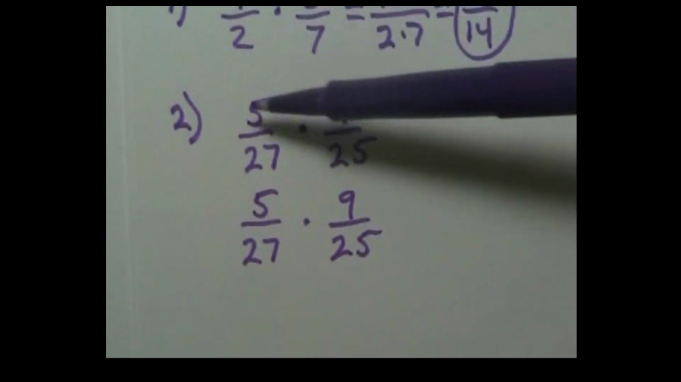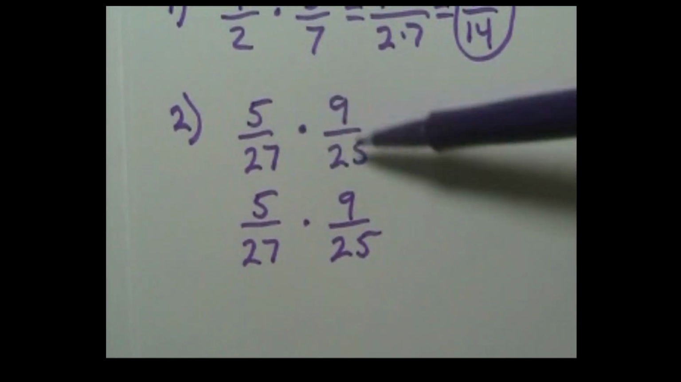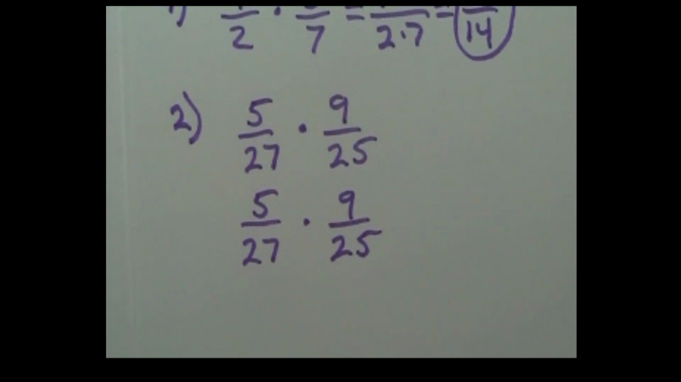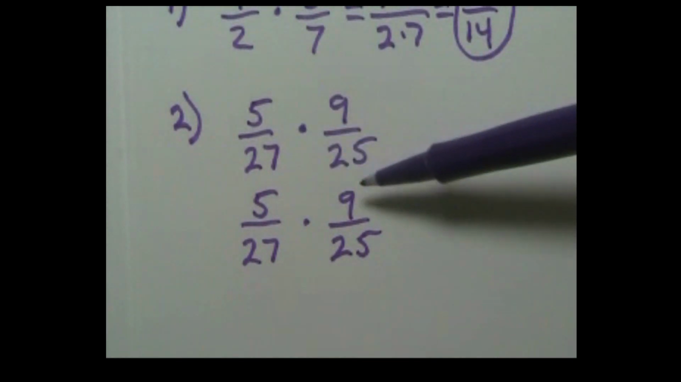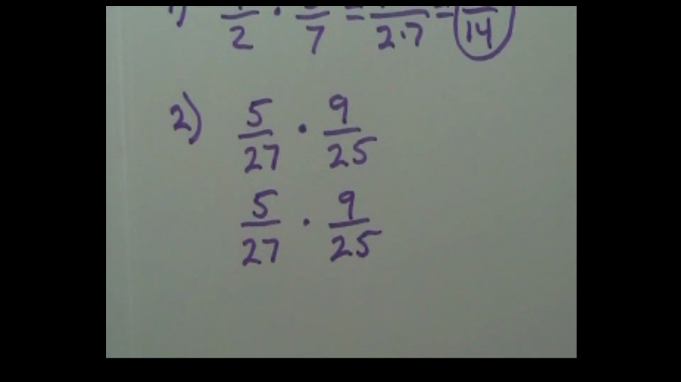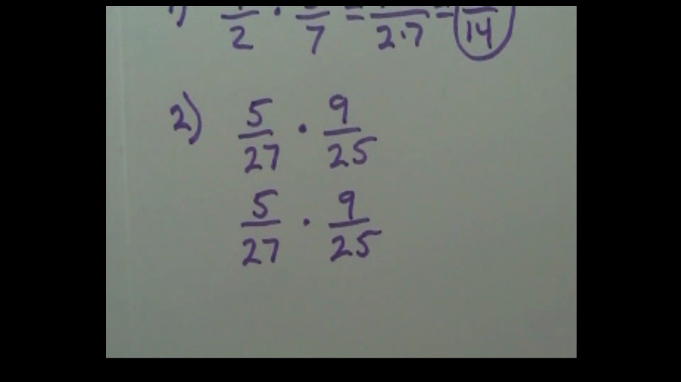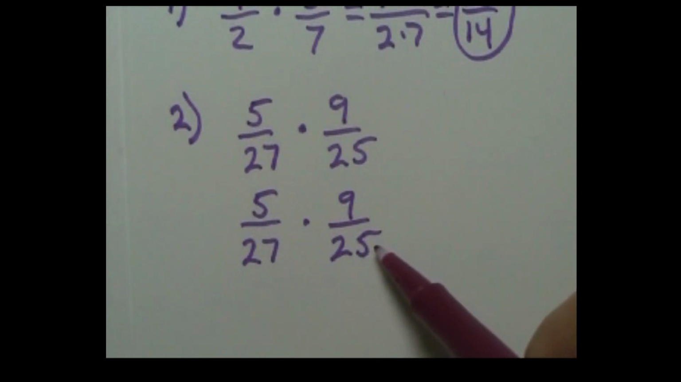Now if you notice on the second problem, I'm writing it twice because I'm going to be making some changes on here, and if you look back on it, you're not going to know what the original problem was. So that's why I'm writing it twice. Now if you're using different colors, then that's no problem at all. Then you probably don't need to. So 5 over 27 times 9 over 25. So first I like to see what I can reduce.